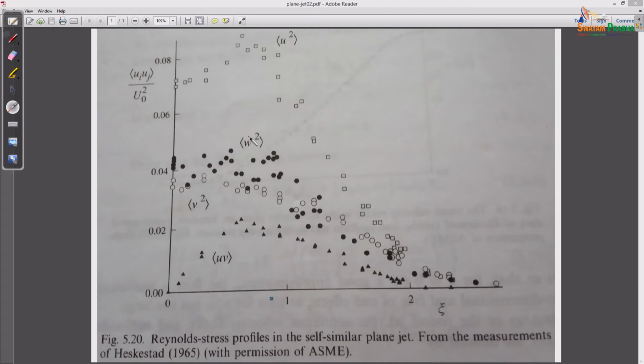Now uv, on the other hand, these are the Reynolds stresses. This is self-similar with zeta. So this is the total kinetic energy, u_i dash u_j dash by u naught square. So here the mean velocity component as well as the Reynolds stress profiles become self-similar.